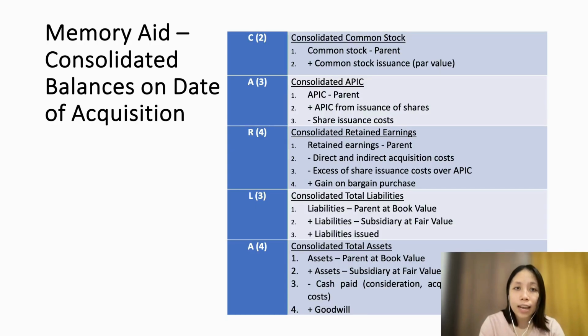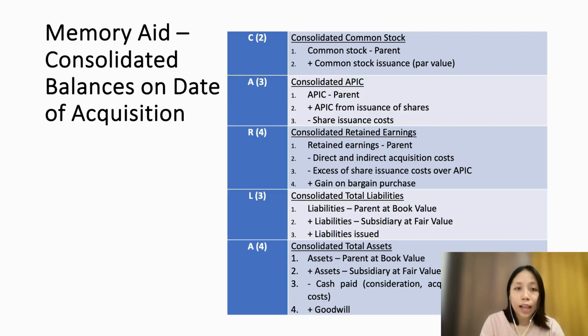For consolidated retained earnings, you have to consider four things. First is the retained earnings of the parent. Second, we need to deduct direct and indirect acquisition costs. Third, we also deduct excess of share issuance costs over APIC, if any. And lastly, we need to add gain on bargain purchase.